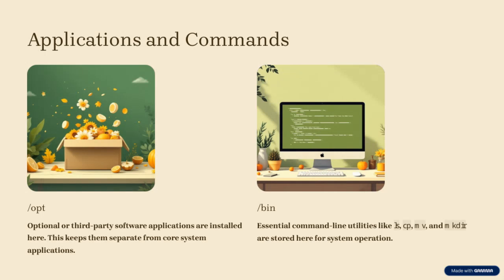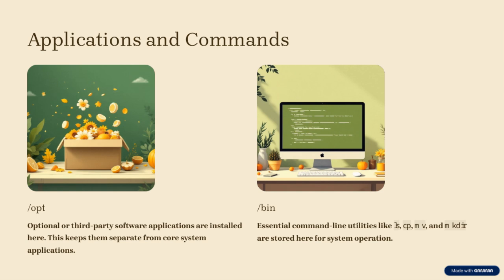Now, let's look at where some of the essential command line utilities are stored. These are fundamental tools like ls, cp, mv, and mkdir, which are crucial for system operation. You'll find these located in the /bin directory. These commands help us navigate, copy, move, and create directories seamlessly, making system management much more efficient.